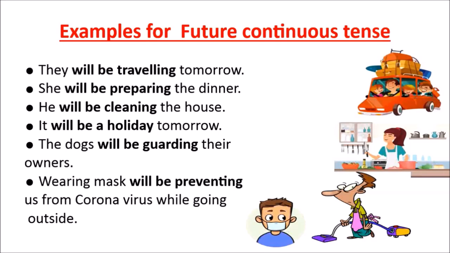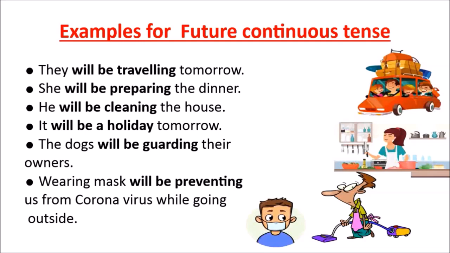So this is what is said in the definition. So they will be traveling tomorrow. So will be traveling here refers to an action that is going to be happening in the future at a specific time. What is the specific time? Tomorrow. Yes. Look at the next example. She will be preparing the dinner. So will be preparing here refers to future continuous tense. Look at the next example. He will be cleaning the house.